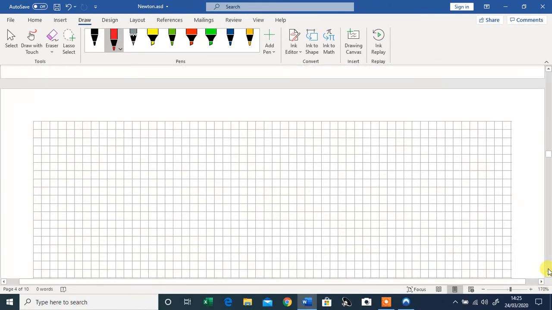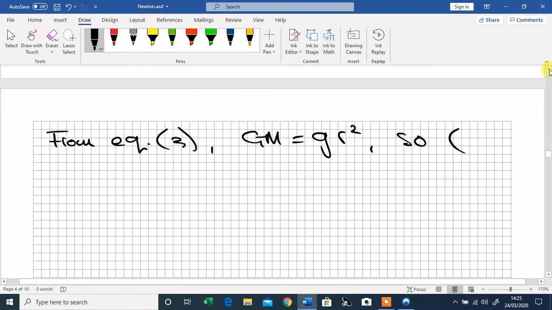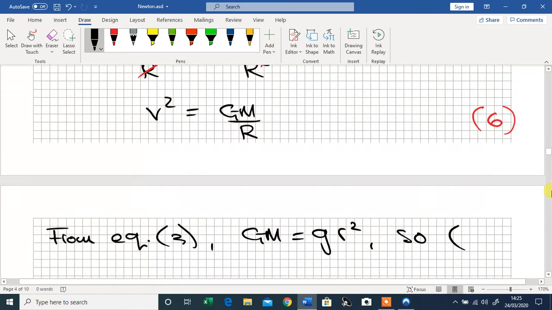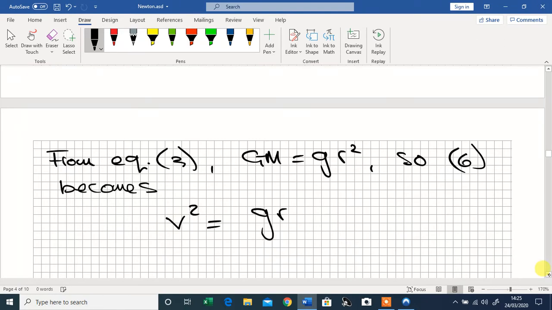So what we do is we say from equation 3, GM equals gr squared. So equation 6 becomes v squared equals gr squared, all divided by R.